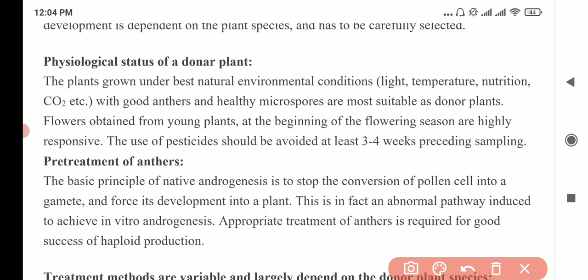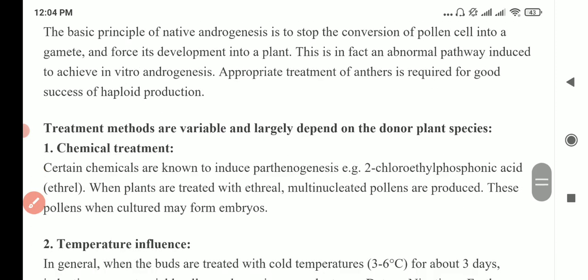All right, then next you do the pre-treatment of the anthers. You have to treat the anthers so that we stop the conversion of the pollen cell into the gamete. We don't want the gamete or the sperm cell to form. So we have to stop it at the stage that we want. We don't want the tube nucleus and the sperm cell. We want before that. So you have to stop the meiosis too.